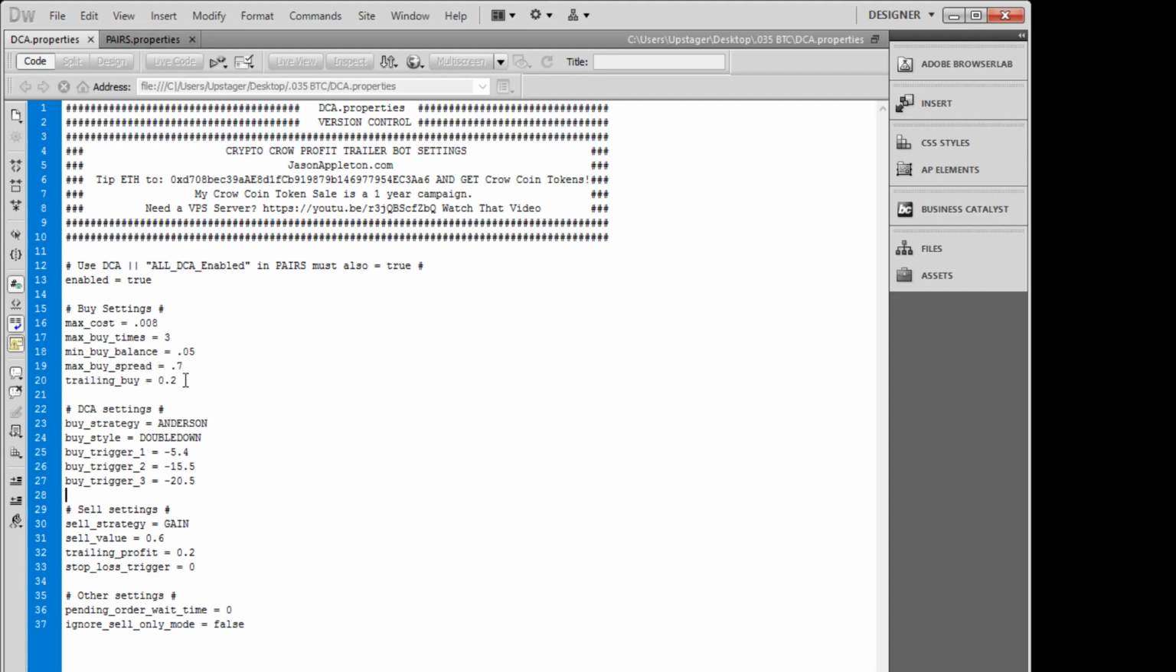So your DCA settings. This is a 3-tier Anderson double down DCA. What happens is when it goes into -4%, it goes into DCA. From there, it watches it and says, okay, if it goes into 5.4 negative, then we're going to double down. And if it goes to 15.5%, we're going to double down again, and then a third time at 20.5%.